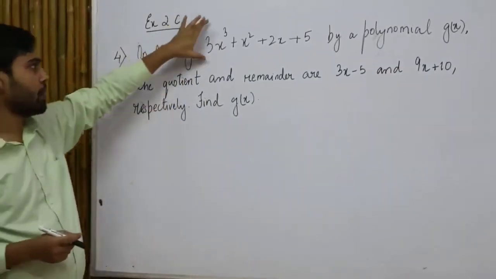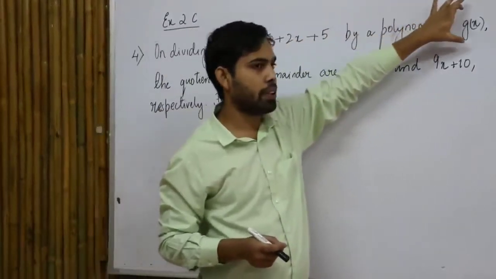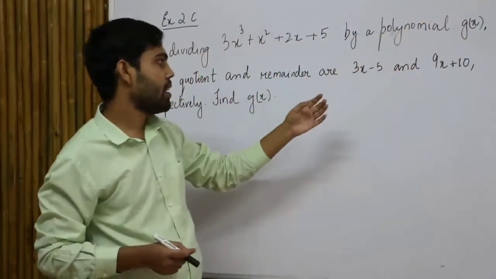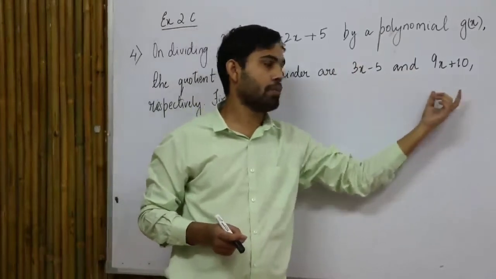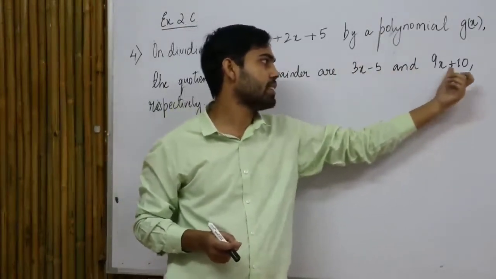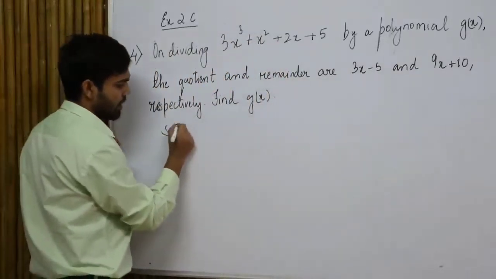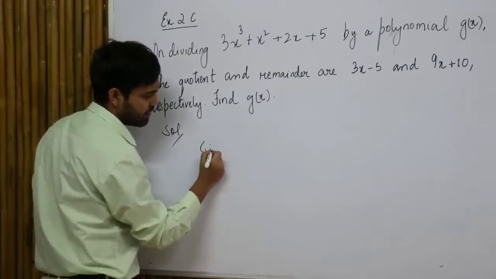Okay? They have given me a polynomial and they told us that when I divide this polynomial by another polynomial, by polynomial gx, I get this polynomial and this polynomial as the quotient and remainder. This is the quotient and this is the remainder. Okay? So in this question they have given us these things.